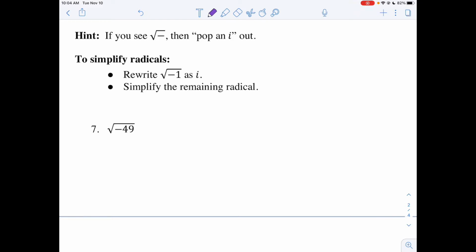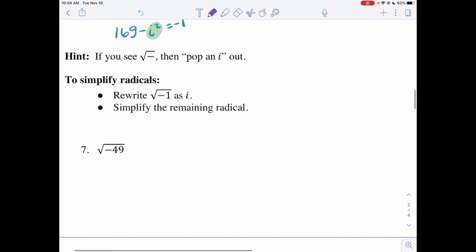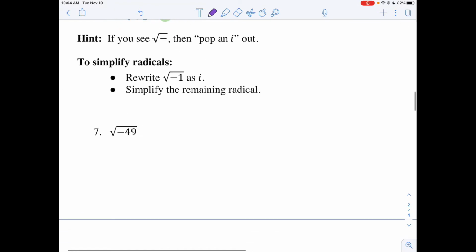So we can rewrite the square root of -49 as the square root of -1 times 49 under the square root. But we know that the square root of -1 is i. So I'm going to write i times the square root of 49. Now, the square root of 49 is the perfect square of 7. So my final answer would be 7i.